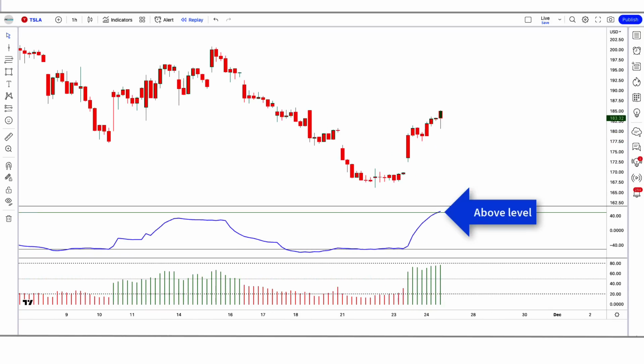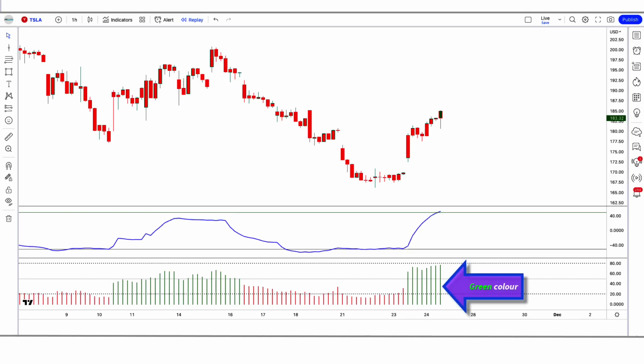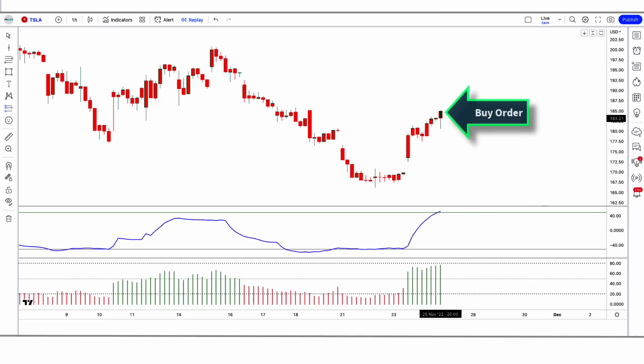When the PFE indicator should be blue line above the 40 level. When the JKSW indicator should be green bar. When the market forms a bullish candle. If this condition is fulfilled, then we will place buy order.